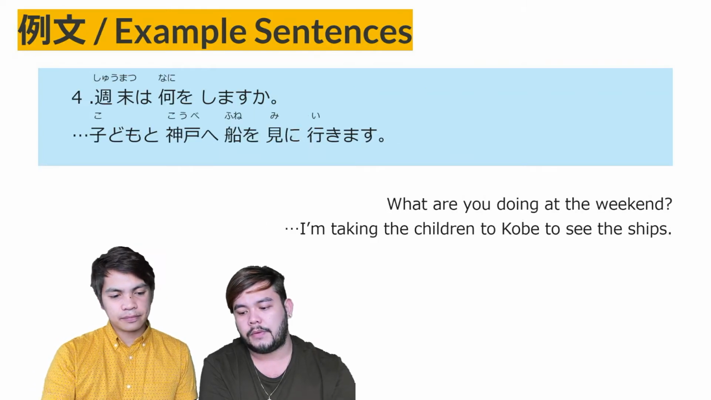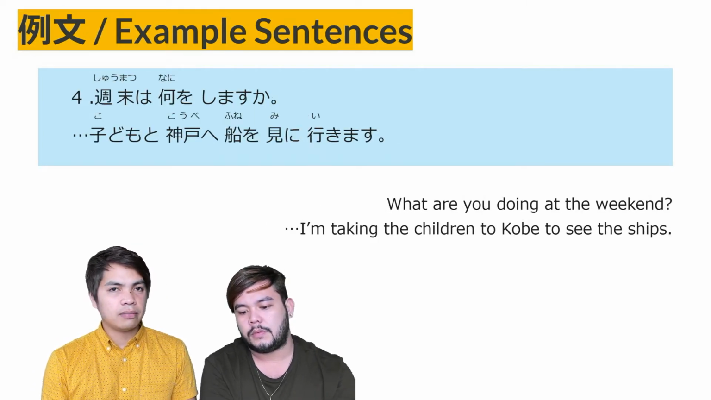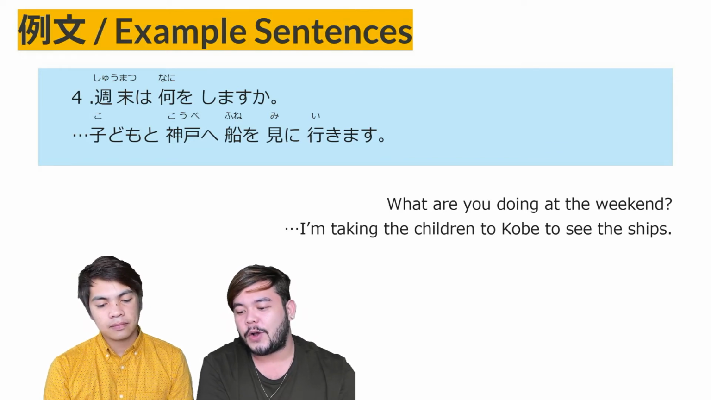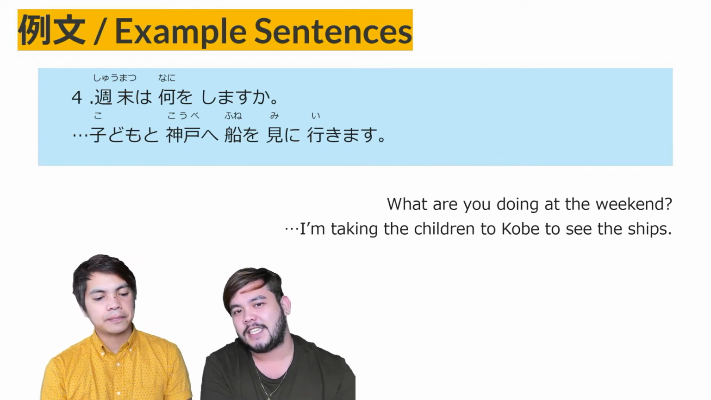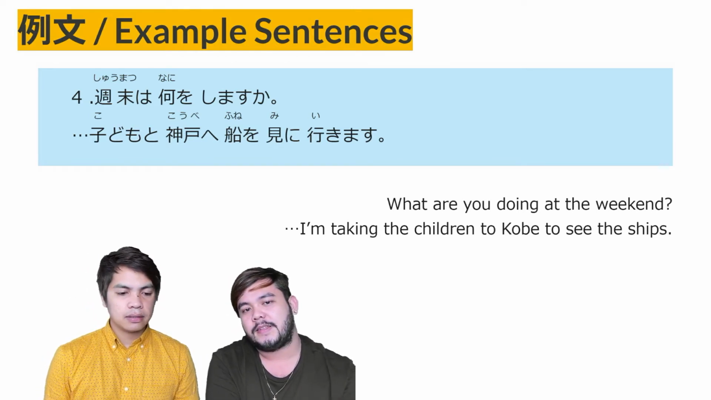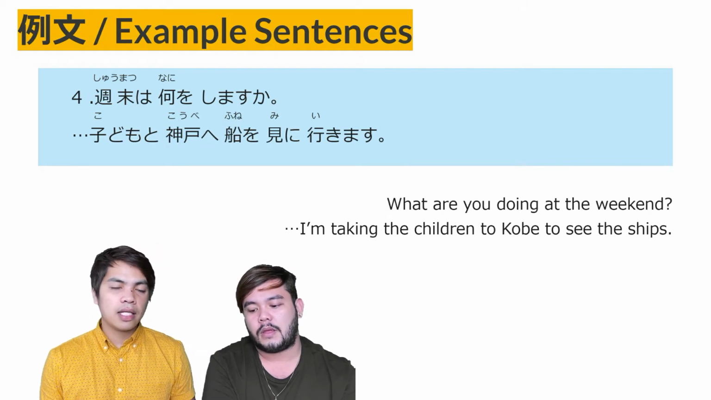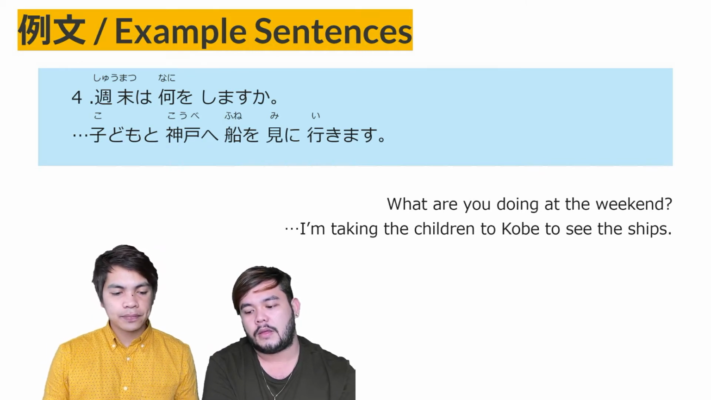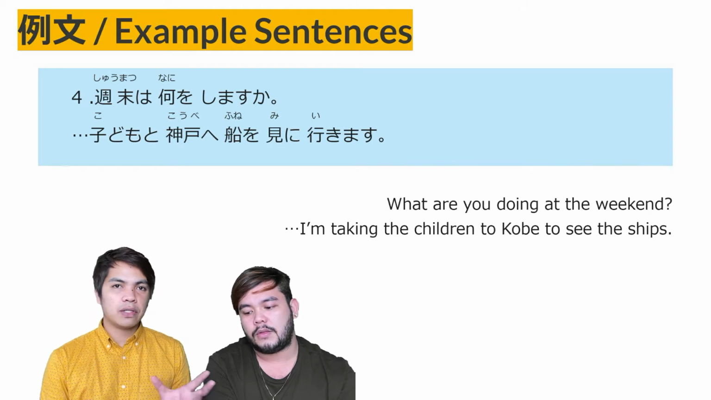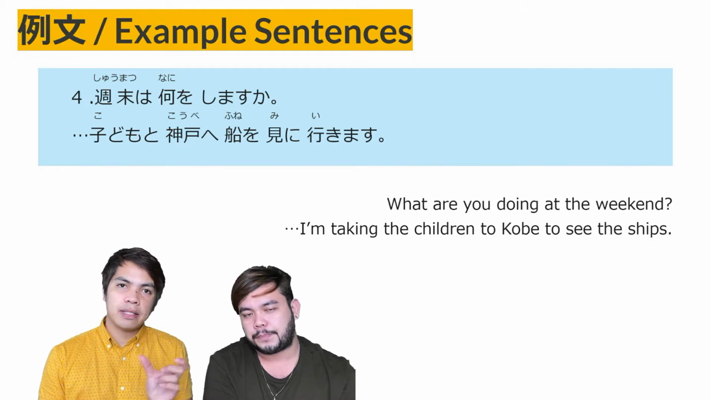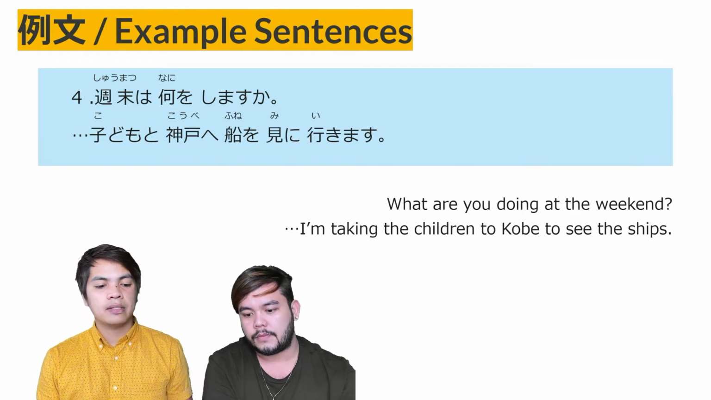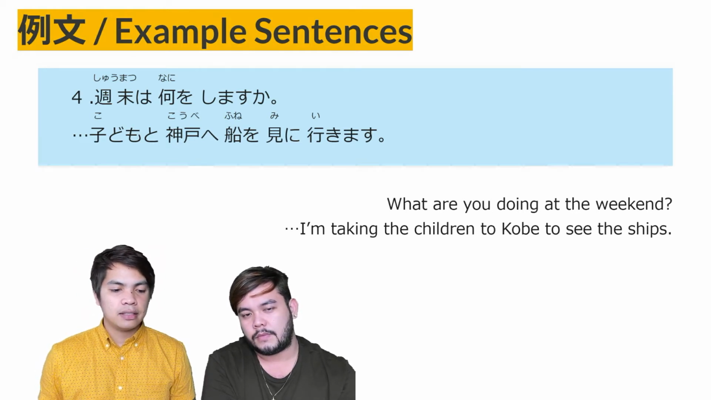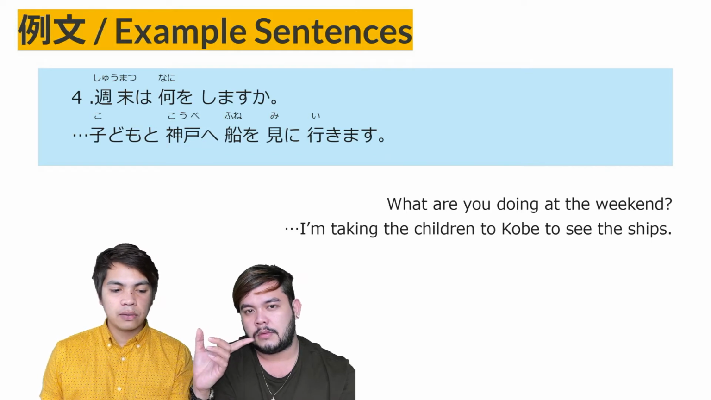Number 4, Shuumatsu wa nani o shimasu ka? Kodomo to Kobe e fune o mi ni ikimasu. So, shuumatsu wa, this weekend. Nani o shimasu ka? What are you going to do? He answered kodomo to. If you remember, we use the particle to with the person if we're doing something with a person. Then Kobe e, to Kobe, place e. Fune o mi ni ikimasu. Kobe e ikimasu, I'm going to Kobe.